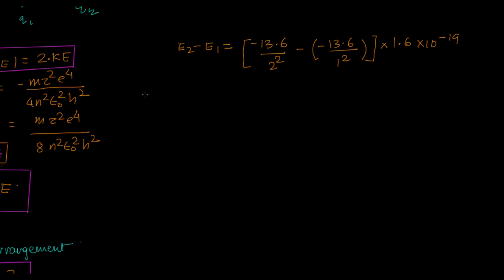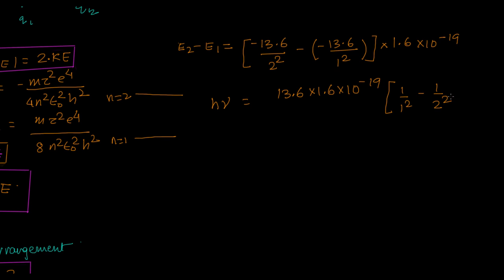And whenever it makes a transition from this higher energy level 2 to the lower energy level 1, I get a photon. And what is the energy of the photon? It should be equal to E2 minus E1. So this thing should be equal to h nu. Right? That makes it 13.6 into 1.6 into 10 to the power minus 19, into 1 upon 1 square minus 1 upon 2 square. Right? That's that.